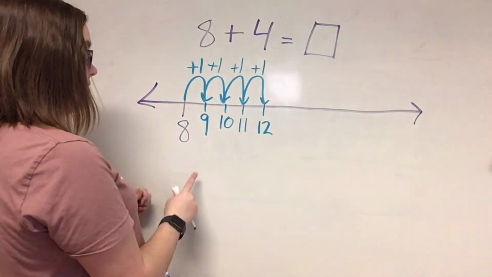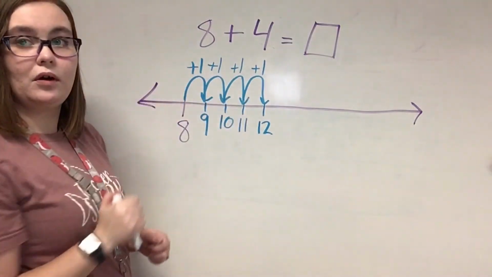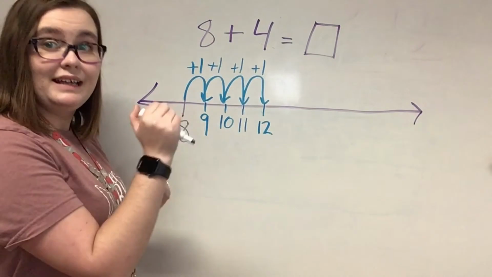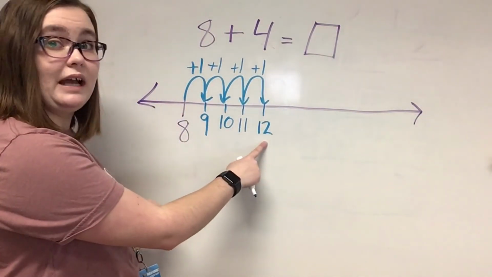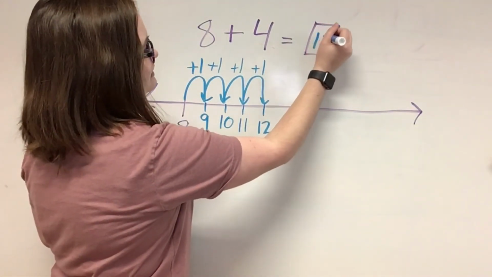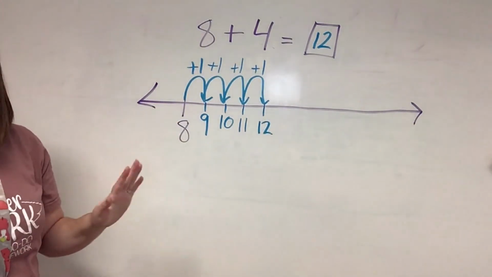So, how many jumps have we gone? 1, 2, 3, 4. 4 jumps. So, is that the number we needed? It is. So, if we look at the end of this jump, we should have our answer, which is 12. Our answer is 12. So, then we want to make sure we double check our work.